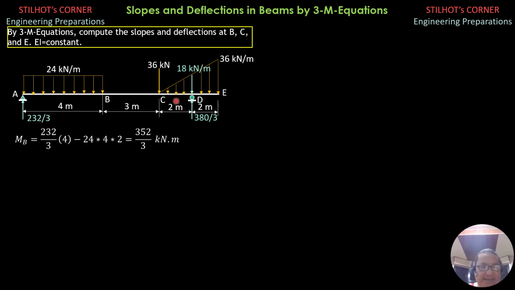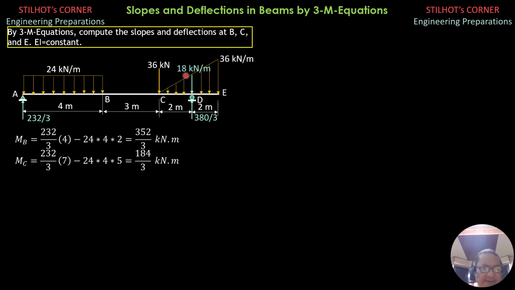The moment at C is equal to 232 over 3 times 7 minus 24 times 4, moment arm is 5. So 232 over 3 times 7 minus 24 times 4 times 5, and it is 184 over 3 kilonewton meters.